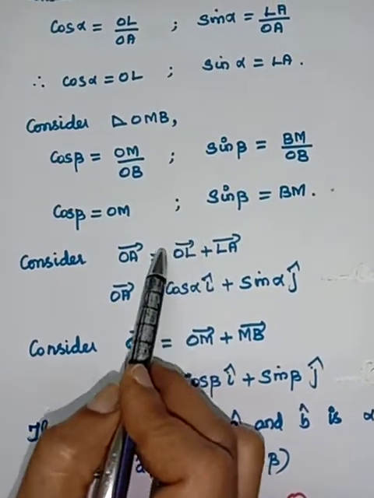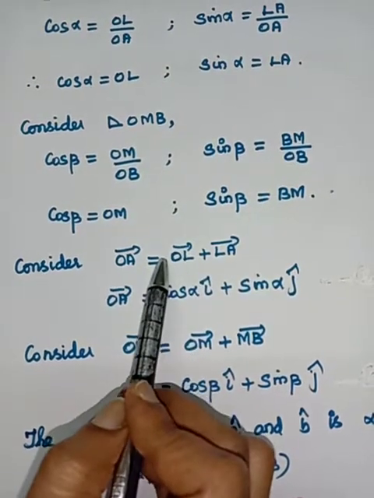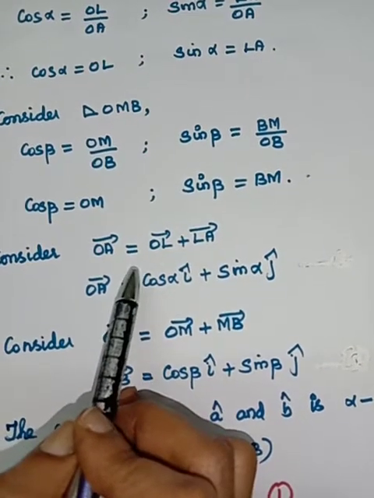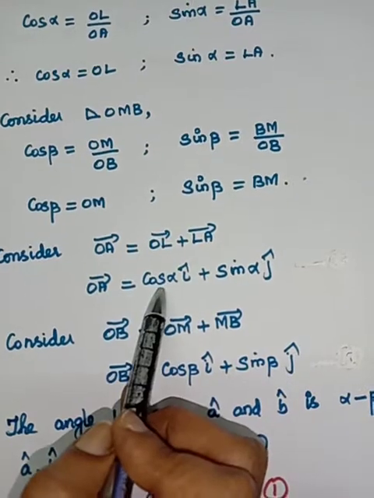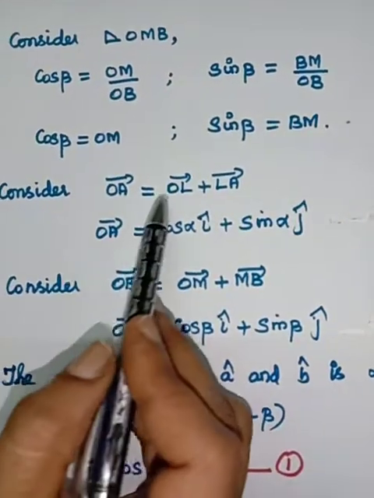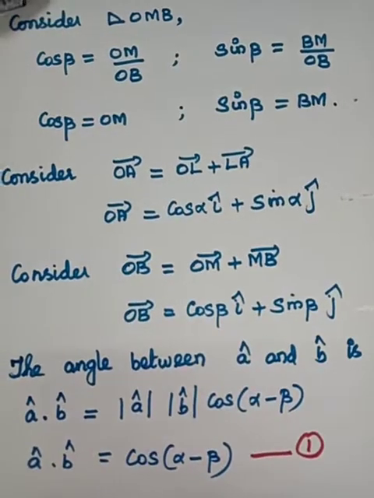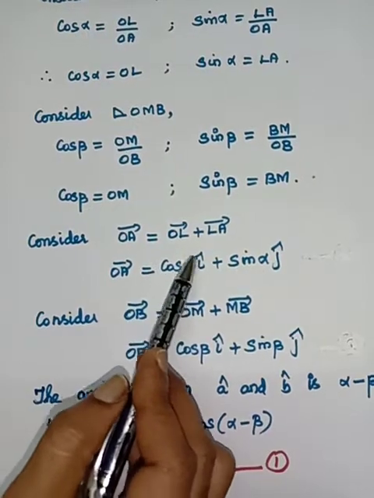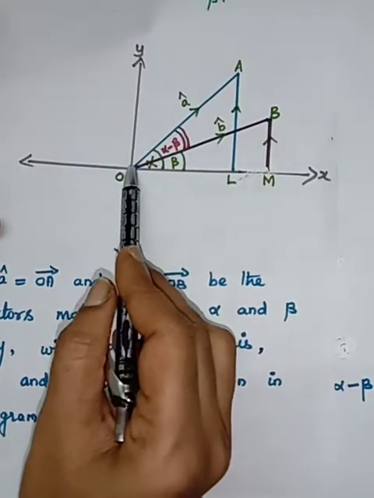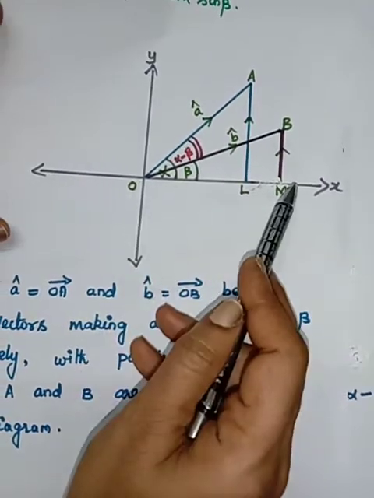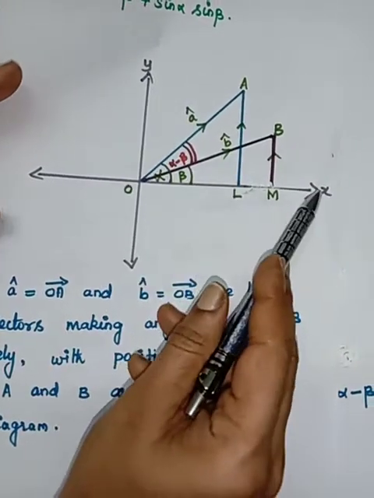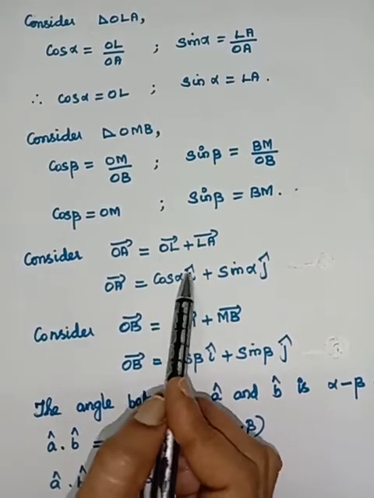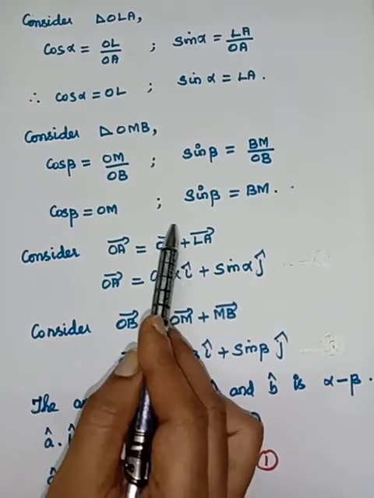You see that? But now we have to write the OL vector. Any vector can be written by first writing the magnitude and then the unit vector acting along that vector. So what is the magnitude of OL? Here we have found the length of OL is cos alpha. OL is on the x-axis, so I cap is the unit vector acting along x-axis. So magnitude into the unit vector, that is cos alpha into I cap, is nothing but OL vector.